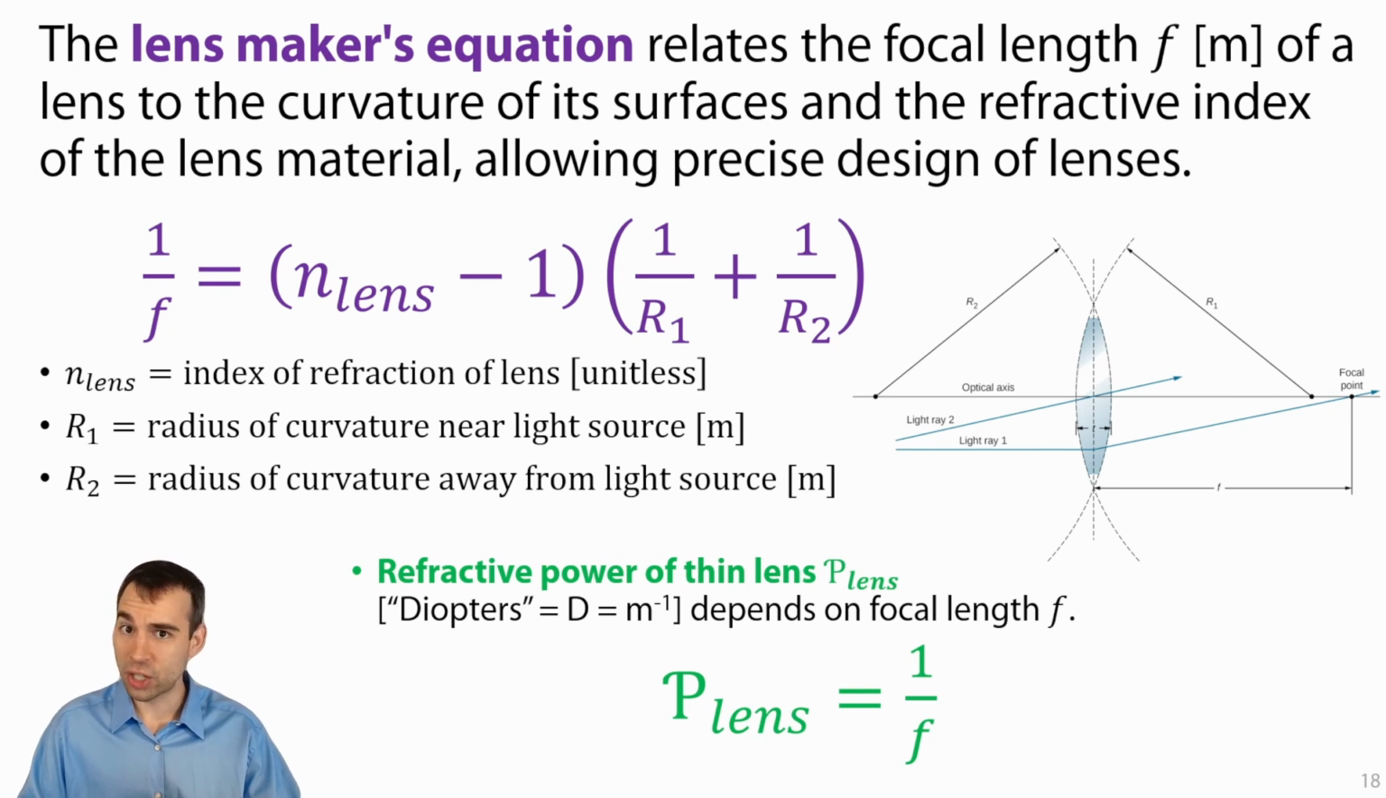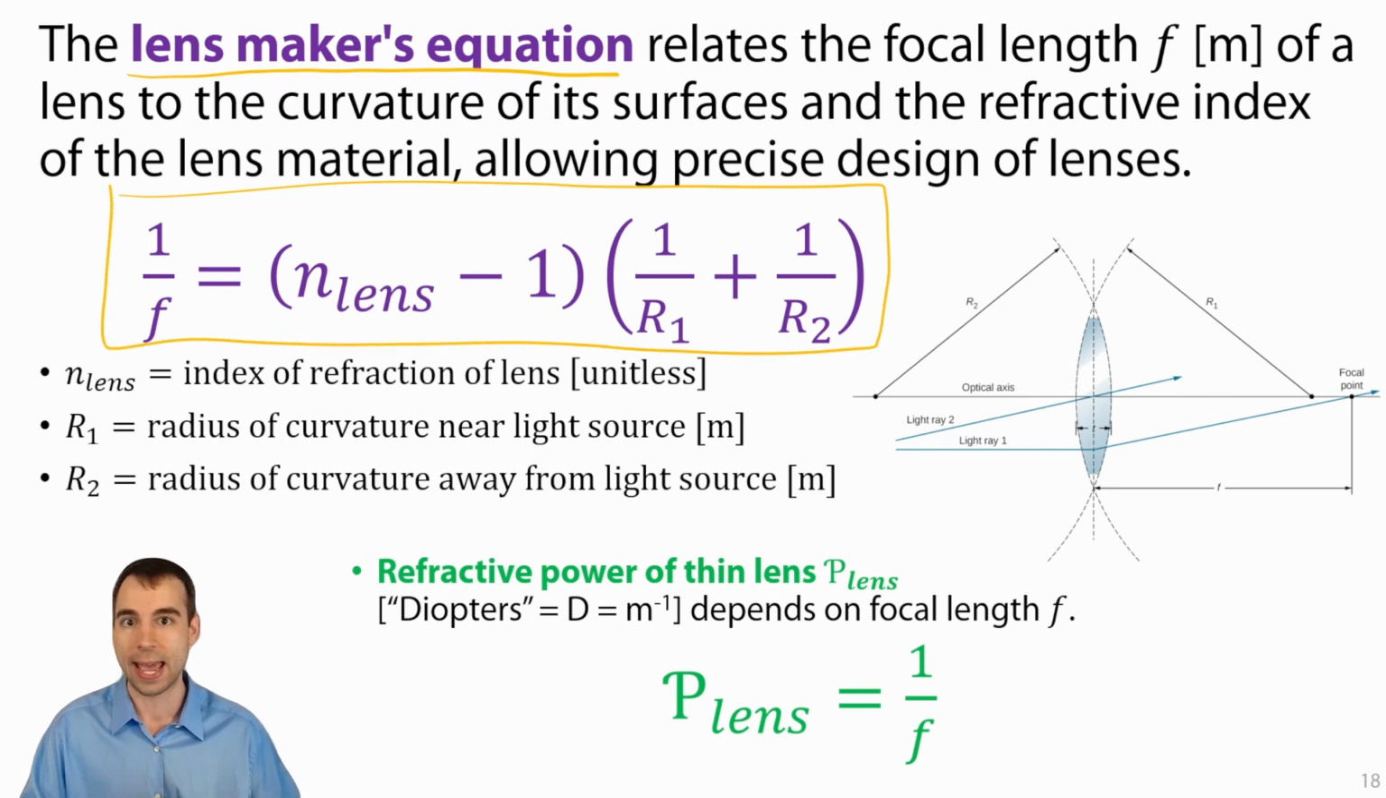But that doesn't actually say anything about why lenses have different focal lengths. To determine the focal length of a lens, we use the lens maker's equation, which essentially relates the focal length of the lens to its geometry and the material that it's made of. Essentially, the index of refraction will dictate how much light rays bend when they encounter that lens, and the curvature of each end of the lens will essentially determine where the focal point is on the far side and the near side of a thin lens.